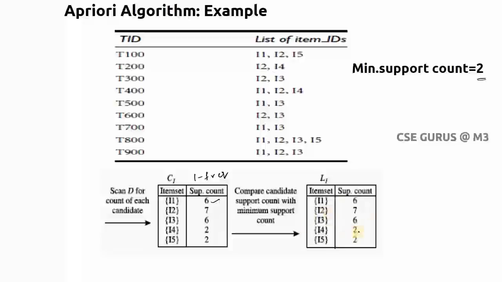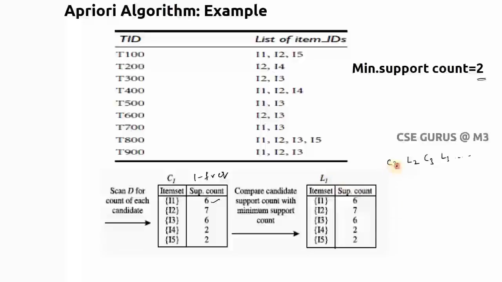Whatever the item sets are satisfying, that you need to write here. So now this will become L suffix 1. You have taken C1, then you are getting L1 from C1. After that you need to find C2 from L1. After that you need to find L2, like this. After that you need to find C3 from L2. You continue until you find the total records are empty.